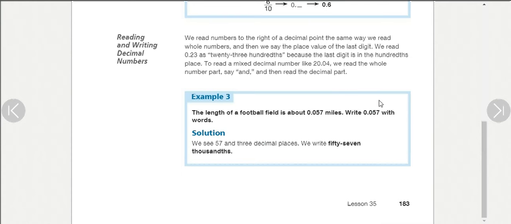Let's practice. Length of a football field is this, in miles. How do I write that with words? The 0 to the left of the decimal means we don't have to read anything there.